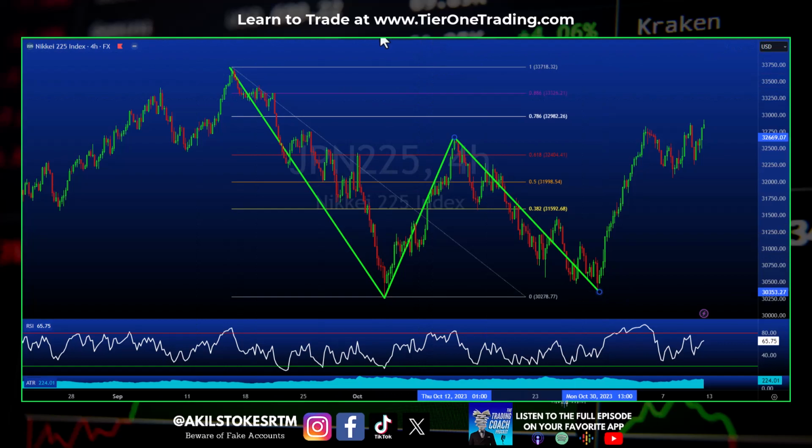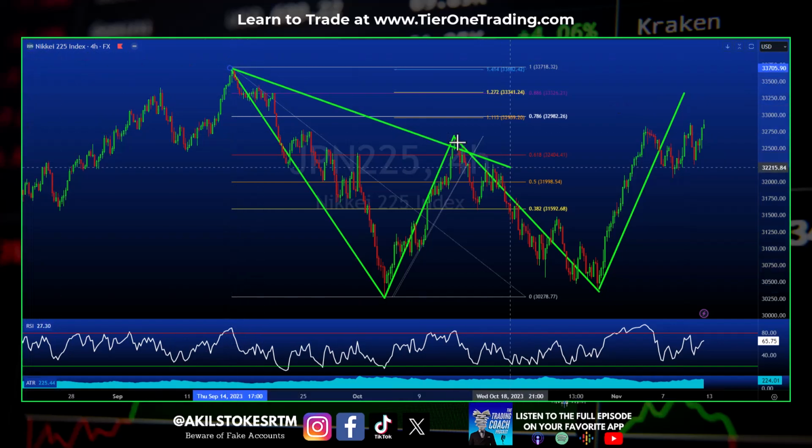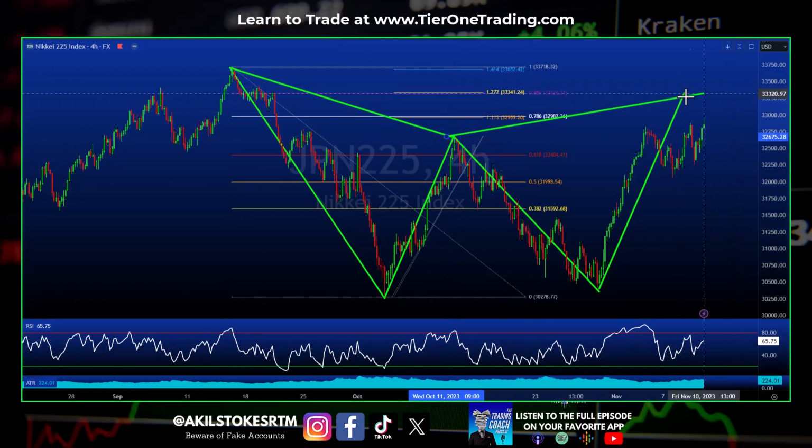And then what we're looking for, and again, this is where the rules get different depending on who you're learning from and what you ultimately decide on, but I'll just show you the way I do it. We're looking for this 127 extension, which in this case happens to occur right at the 886 as well. So if we come to this 127/886 level, that is going to give us a potential bearish Gartley pattern.